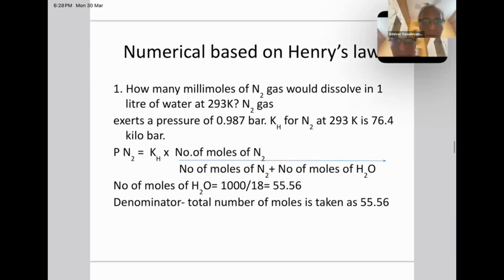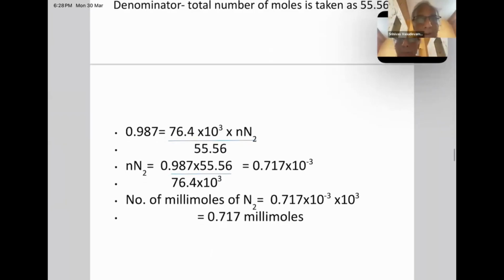So 0.987 equals the Kh value 76.4 kilobar converted into bar, into 10 power 3, into number of moles of nitrogen divided by 55.56. By calculating, I get 0.717 into 10 power minus 3 moles. But the answer asked here is in millimoles, so multiply by 1000: 0.717 into 10 power minus 3 into 10 power 3. That is 0.717 millimoles of nitrogen is present here.